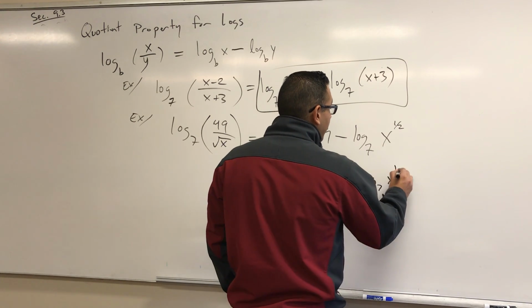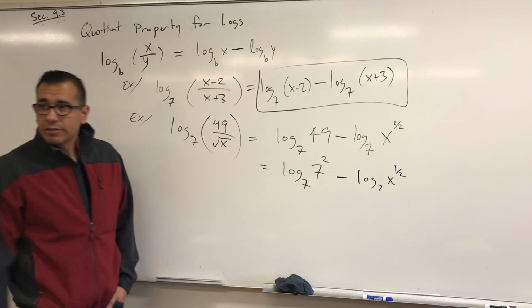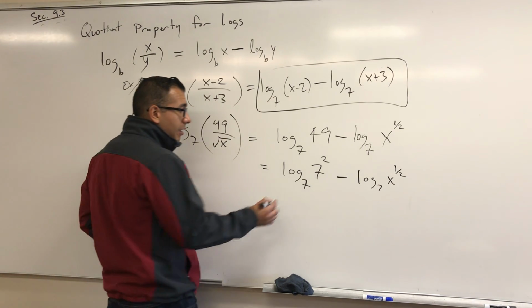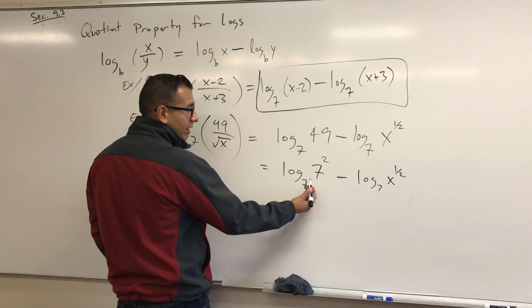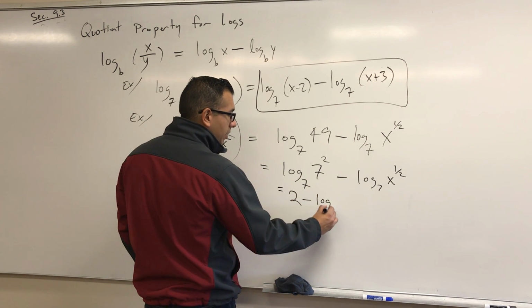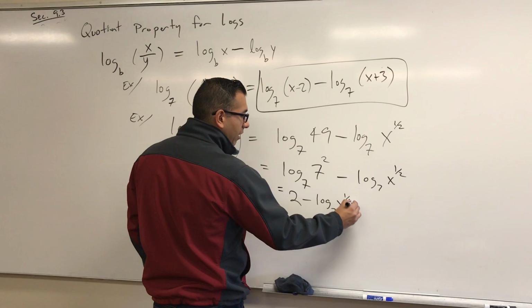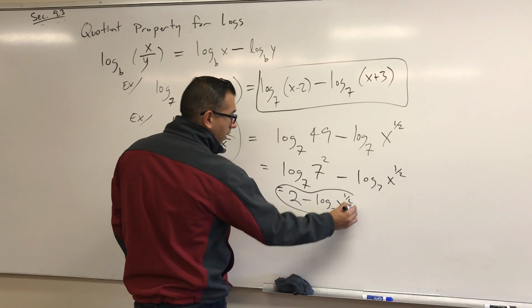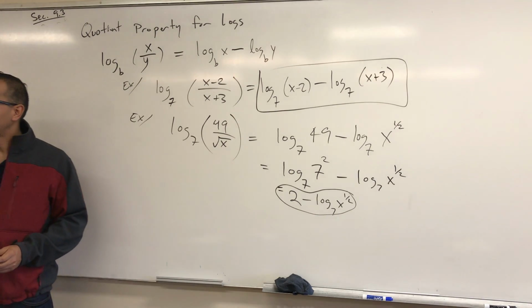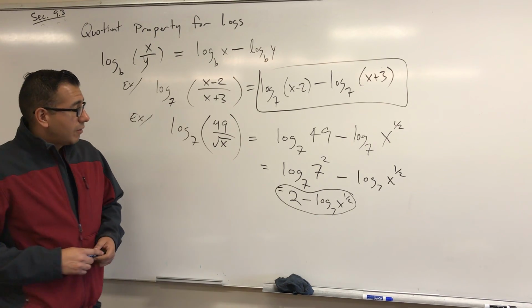So now we're tying it into what we had for homework yesterday. So our property states that these guys are the same, right? It just leaves me with the 2 minus log base 7 of x to the 1/2. Cool. But is there any way to write that 2 to make it look like an exponent?